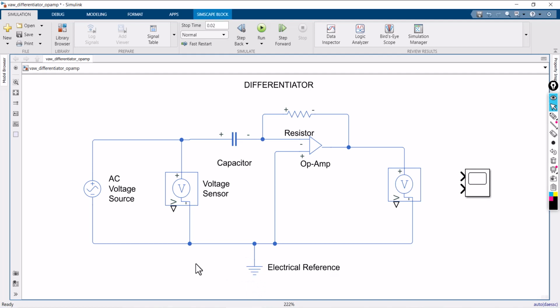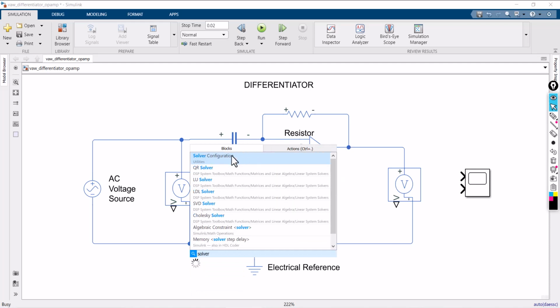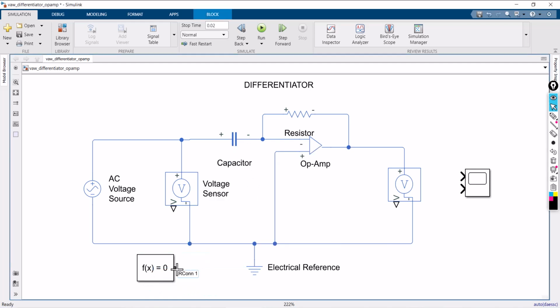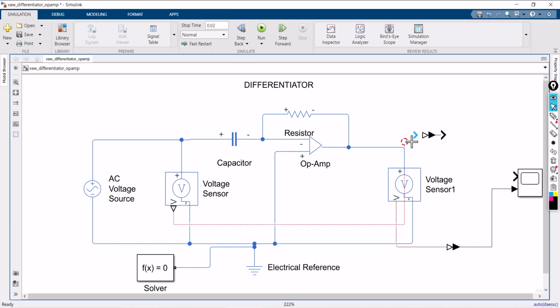For running this system, you need a solver configuration, which is mandatory, otherwise it throws an error. Now I'm going to connect the voltage sensor output with the scope. We need a PS to Simulink conversion unit. Output is connected with the second terminal. Similarly, input is connected with the first terminal.